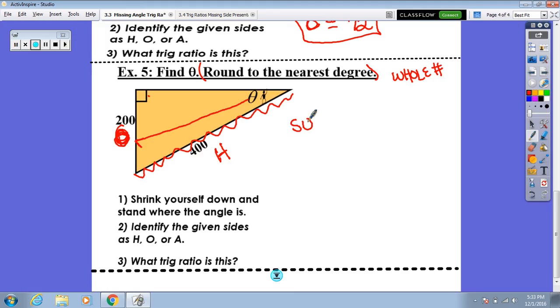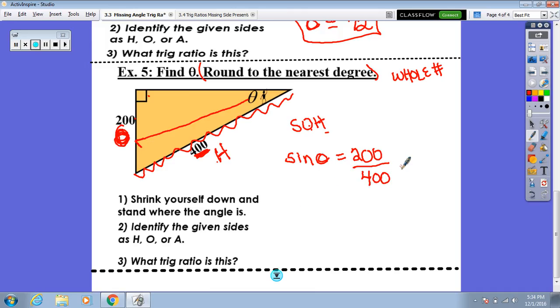So I know that I'm using my sine function, because sine uses opposite over hypotenuse, and those are the two sides that we're given here. So here we go. Sine of theta equals, O has to go on the top, so that is the opposite side, which is 200. And my hypotenuse is represented by this number, which is 400.